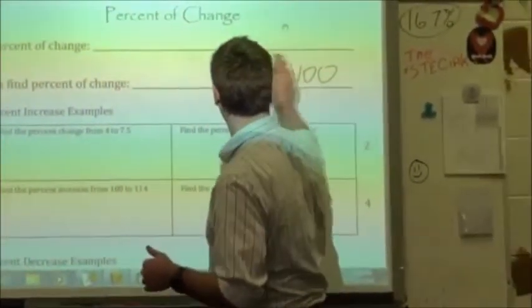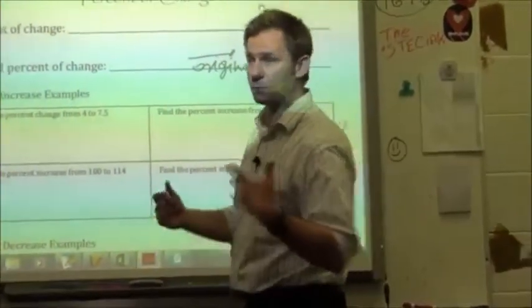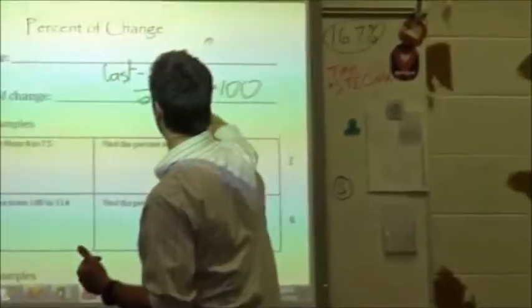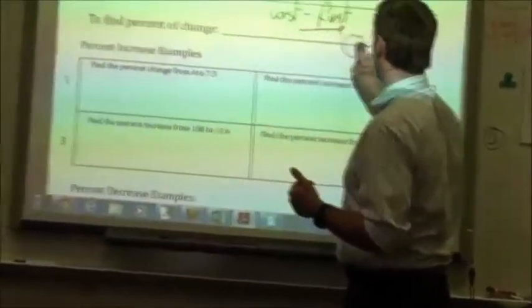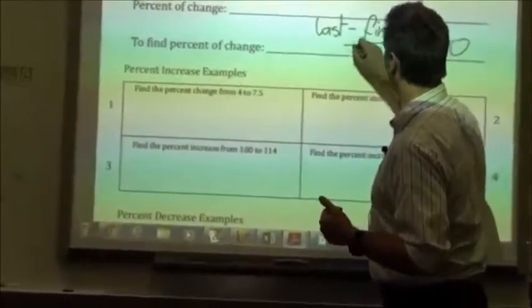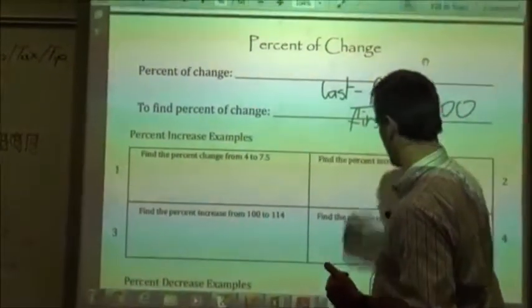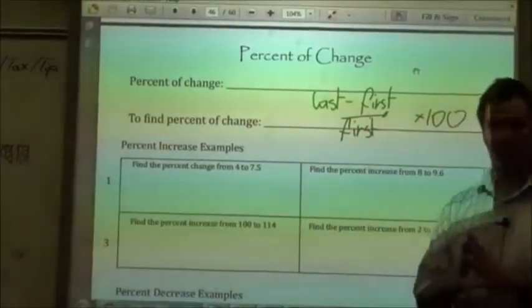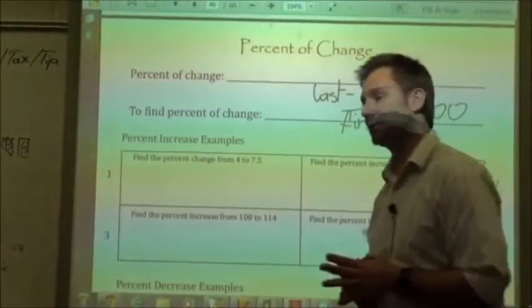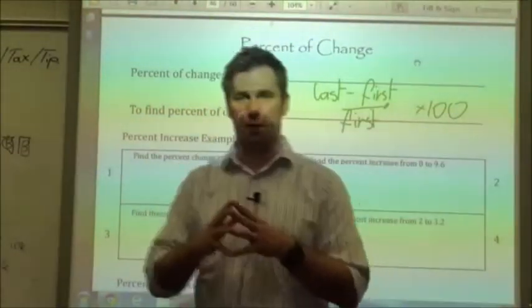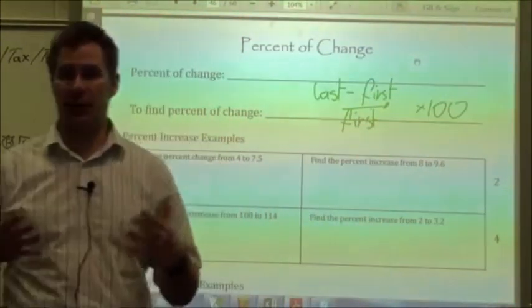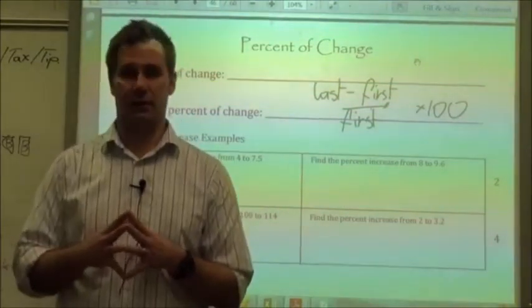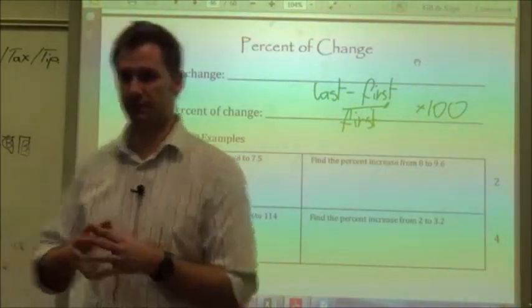So let me show you this. You subtract the first number from the last number: last number minus the first number, over original, in our case, is the first number, times 100. That is the general formula for percentage of change. Now, when we're looking for percent of change, it can be either positive or negative. If it's positive, it's an increase. If it's negative, it's a decrease.